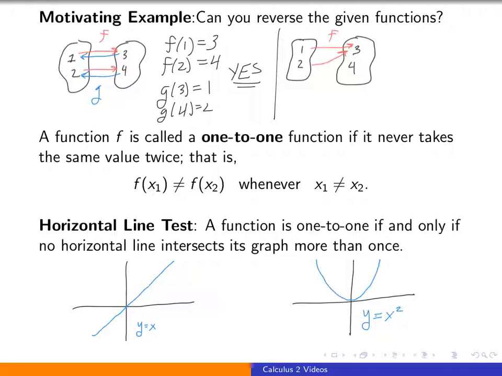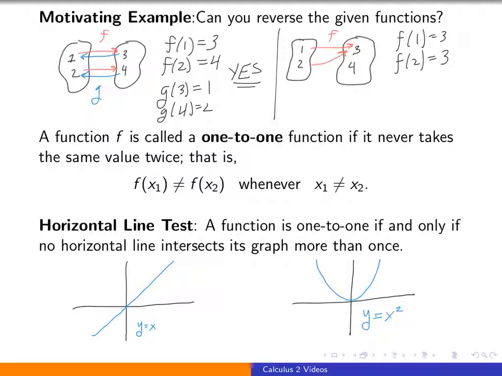Well, how about for the second function? How we've defined this function is we have f sends 1 to 3 and 2 to 3. And nothing is wrong with that. It's perfectly fine for a function if you have two inputs going to the same output. So that would pass, say, the vertical line test.